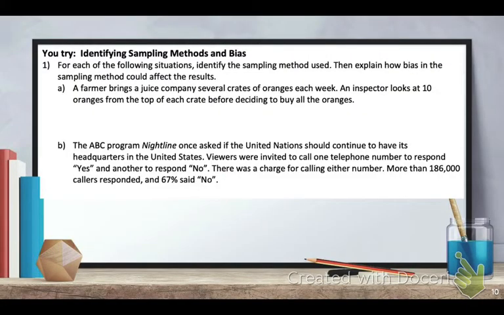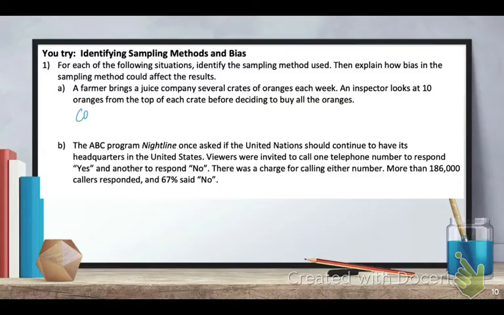Now let's look at sampling methods and think about the bias that may or may not be introduced. For each of the following situations, identify what method is used and then explain how bias in the sampling method could affect the results. A farmer brings a juice company several crates of oranges each week. An inspector looks at 10 oranges from the top of each crate before deciding to buy all the oranges.